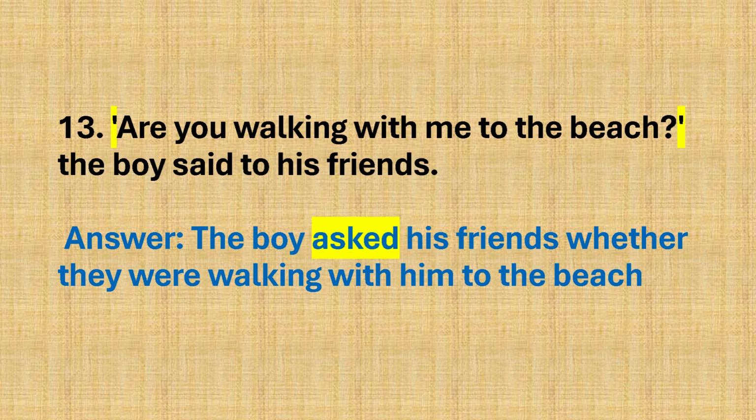Tense shift: the present continuous are walking changes to were walking, and the pronoun you changes to they to match the third person reference. Me changes to him to refer to the boy. Change in question structure: the yes-no question is introduced with whether or if in indirect speech. Removal of question mark: indirect speech does not retain the question mark.